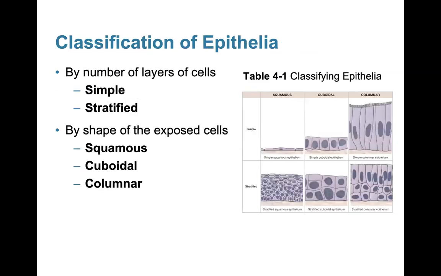Now, there are several different types of epithelial tissue, and they can be classified by the number of layers, whether you have simple, which is one layer, or stratified, which is more than one layer, or they can be classified by the shape of the exposed cells. We have squamous, which are flat cells, cuboidal, which are cube shaped, and columnar, which are column shaped.